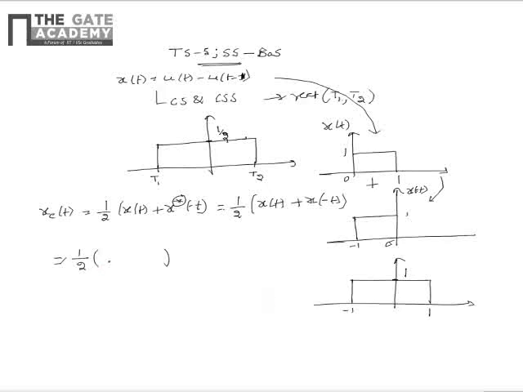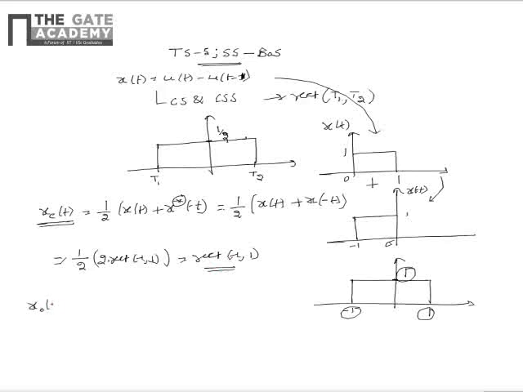So we see that the signal x of t plus x of minus t can be written as 2 times rect of minus 1 comma 1. This is because of the reason that the pulse is of magnitude 1 and it is present from minus 1 to plus 1. So upon simplification, this can be written as rect of minus 1 comma 1. So we got the conjugate symmetric part xe of t in terms of the rect function given.